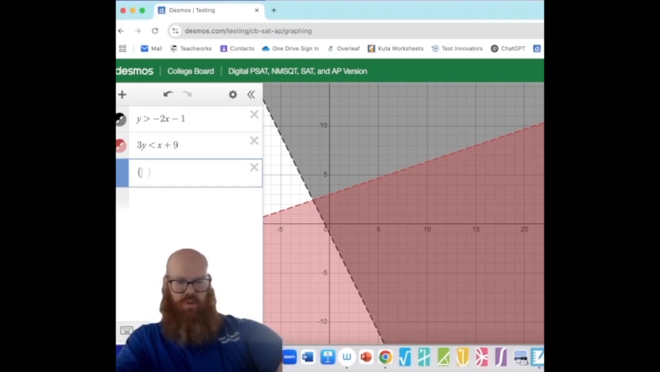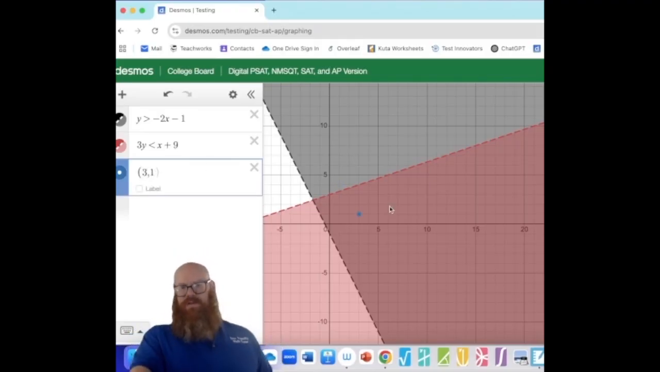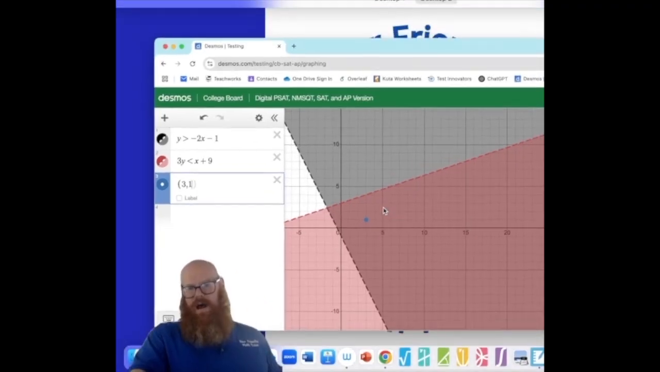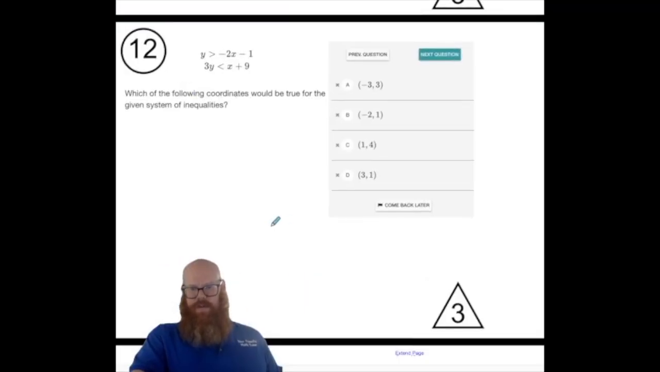Then I'm going to do 1, 4. And that is wrong. So clearly the last answer, 3, 1, is the only one in the double shaded region. So therefore, that is the answer, which is D.